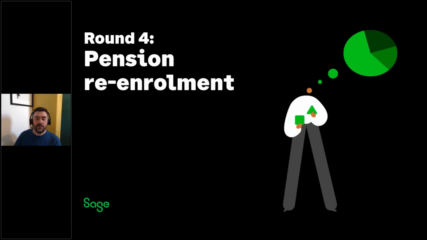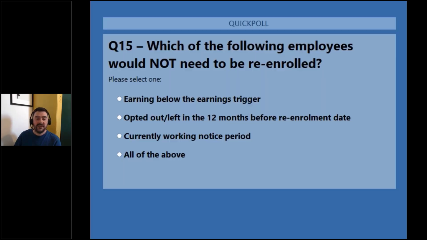Great, and moving on to question 15. Which of the following employees would not need to be re-enrolled? Is it employees earning below the earnings trigger? Is it employees who opted out or left the pension in the 12 months before your re-enrollment date? Is it those currently working their notice period? Or could the answer be all of the above?